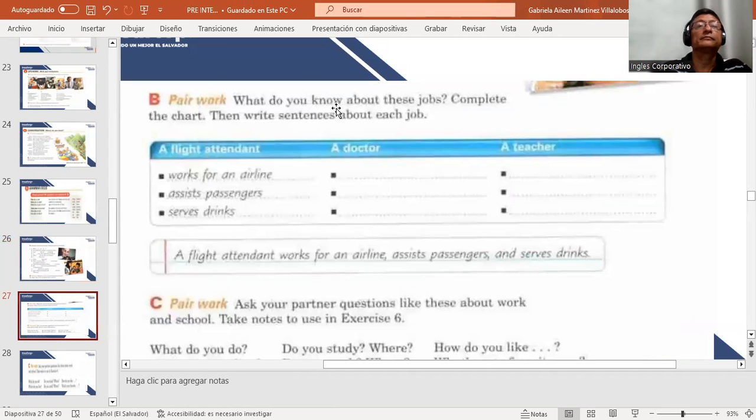All right. Next one. What do you know about these jobs? Complete the chart, then write sentences about each job. Let's take a look at the first example. We're talking about a flight attendant. A flight attendant works for an airline, assists passengers, and serves drinks. Okay, I have that information as an example. Then I'm going to write sentences. So let's do the same for doctor and for a teacher.